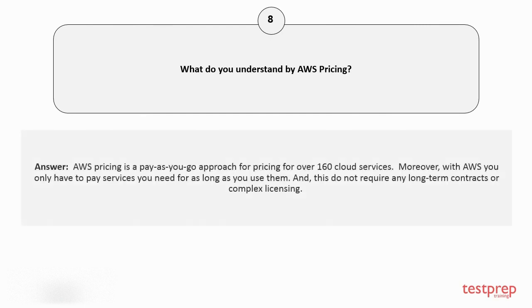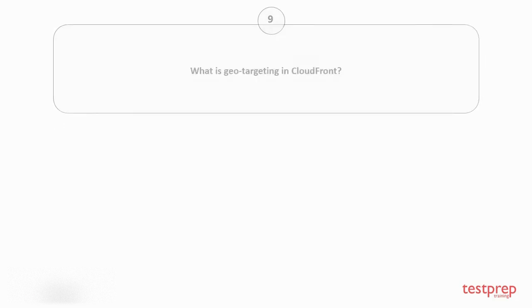Question number 8, what do you understand by AWS pricing? Your answer is AWS pricing is a pay-as-you-go approach for pricing for over 160 cloud services. Moreover, with AWS you only have to pay for the services you need for as long as you use them. And, this does not require any long-term contracts or complex licensing.